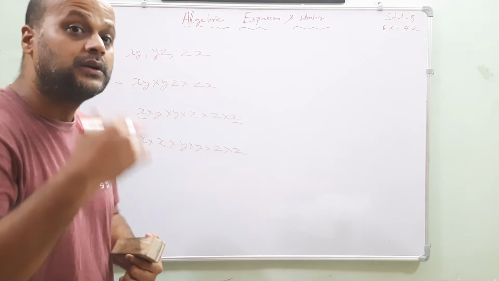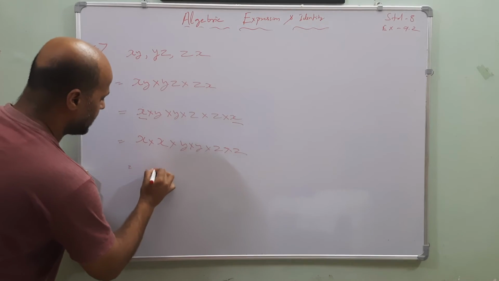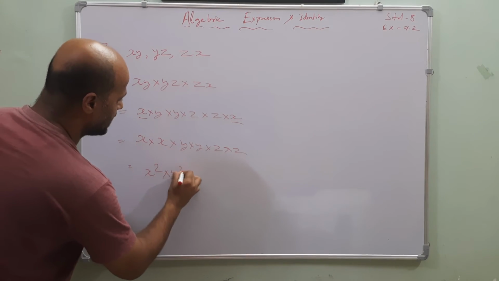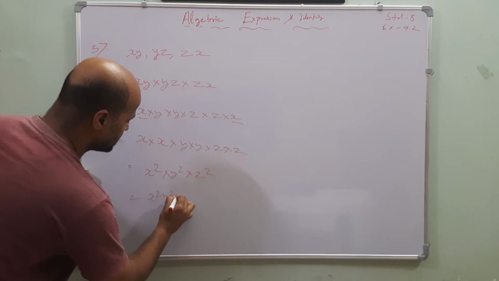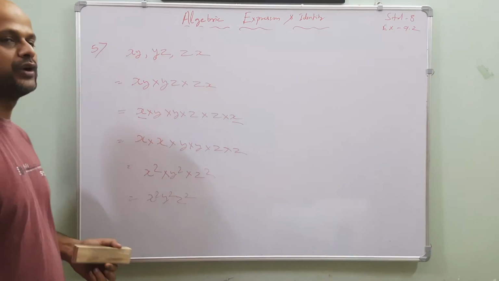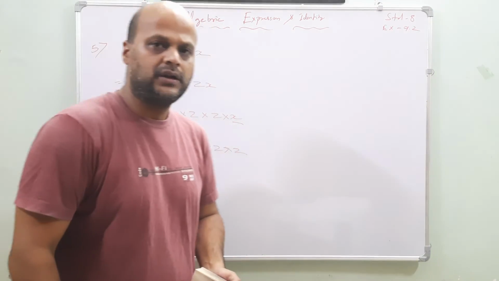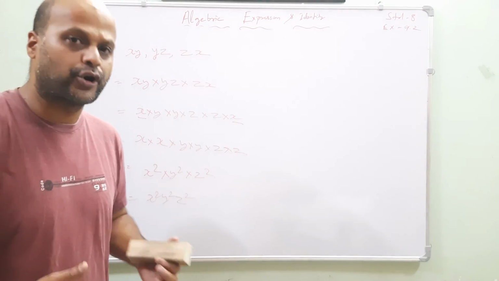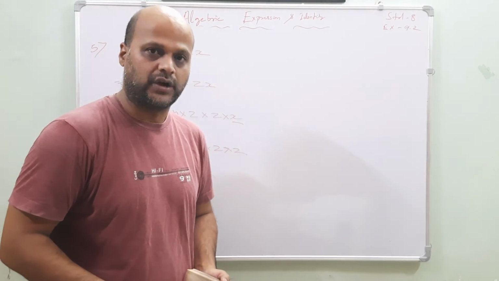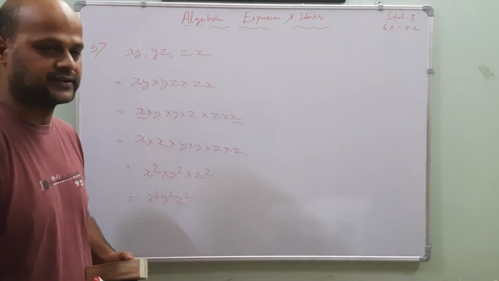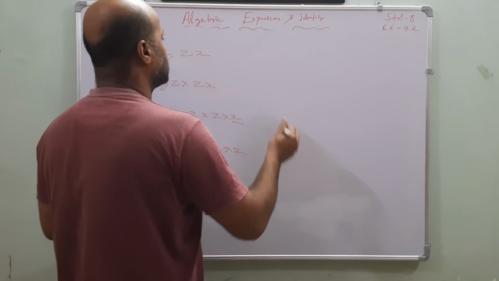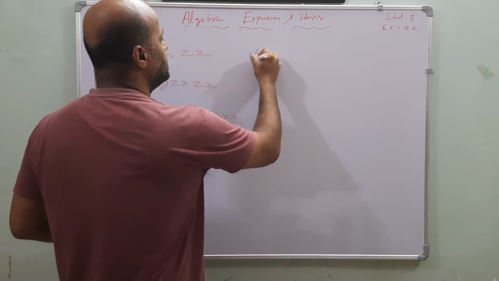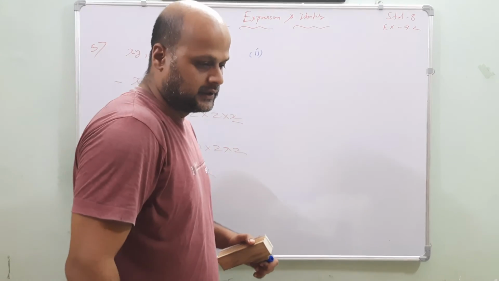You have to write the square form: x square into y square into z square, or x square y square z square. Like this manner, you have to find out the answer of the product of the three monomials. Understood? Okay, very good, my dear friends. Let's go to the second one. What is the second one? The second part of the fifth question is saying what?